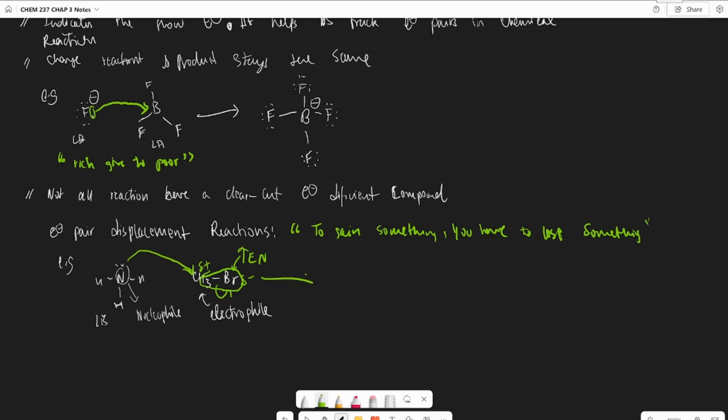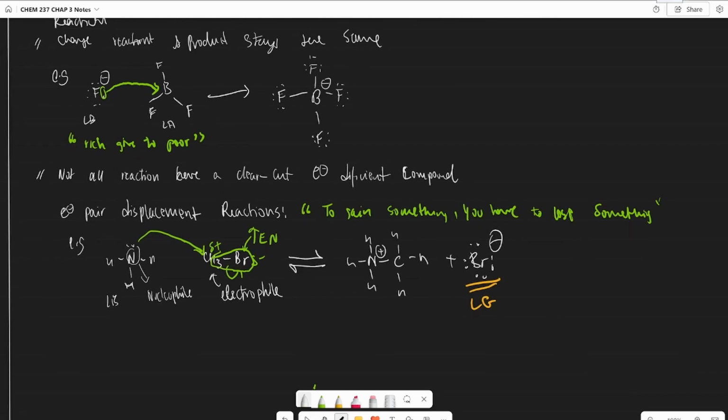I'm messing up all the colors. This is a reversible reaction. So what happens is you form a bond with the ammonia and you kick out the bromine. This is called a leaving group, by the way. It's a leaving group because it leaves. So it's in the name.